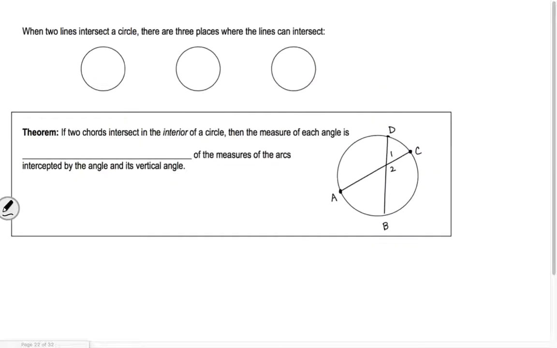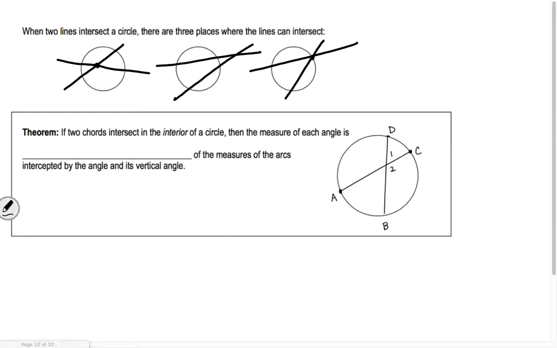So you could definitely create problems where you have lots of things you're finding in the angles. All right, so when two lines intersect in a circle, there are 3 places where the lines can intersect. Let's think about it. If I have my lines intersecting, they could intersect inside the circle, something like that. They could intersect outside of a circle, or they could intersect on the circle.